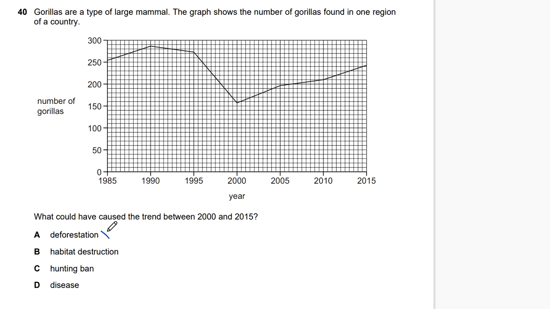It's not deforestation because, of course, if this is deforestation, the number should have decreased further. Habitat destruction, of course not. Disease, of course not, because if there is a disease, there should be a decrease in number. Hunting ban is the correct answer. Why? Because of course, when you ban the hunting of these animals, their species will increase. So that's it. That's the end of the test for biology in the core subject.